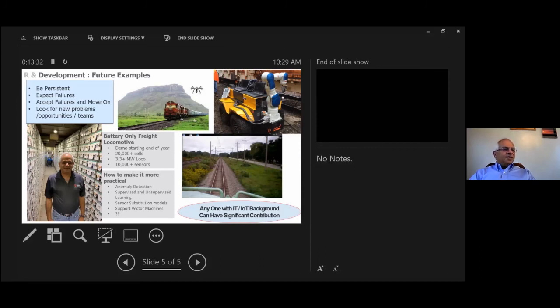The problem is, with 10,000 sensors, how do you make it work reliably? That work I have subcontracted to Penn State University, and a student from Kerala is doing the research on that. Another one we are looking at is to use drones.